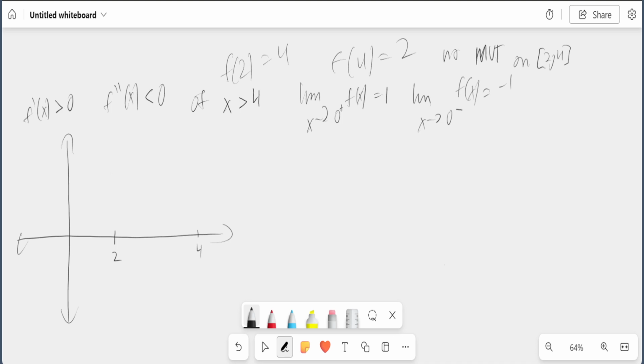F of 2 is 4, so it's up here. F of 4 is 2, so it's over here. And there's no MVT. What's the definition of MVT? It's basically that if there are two points, a derivative at some point in between will equal the average slope. But the constraints are that f has to be continuous and differentiable.